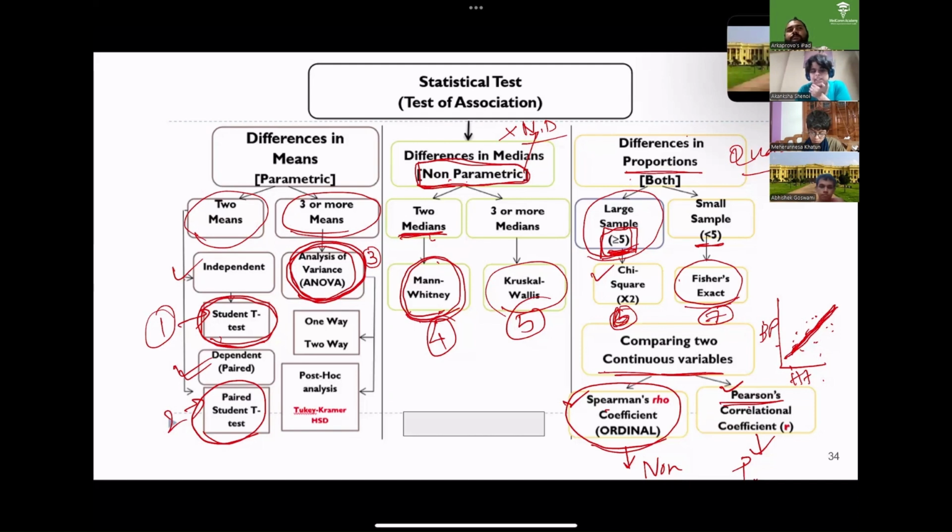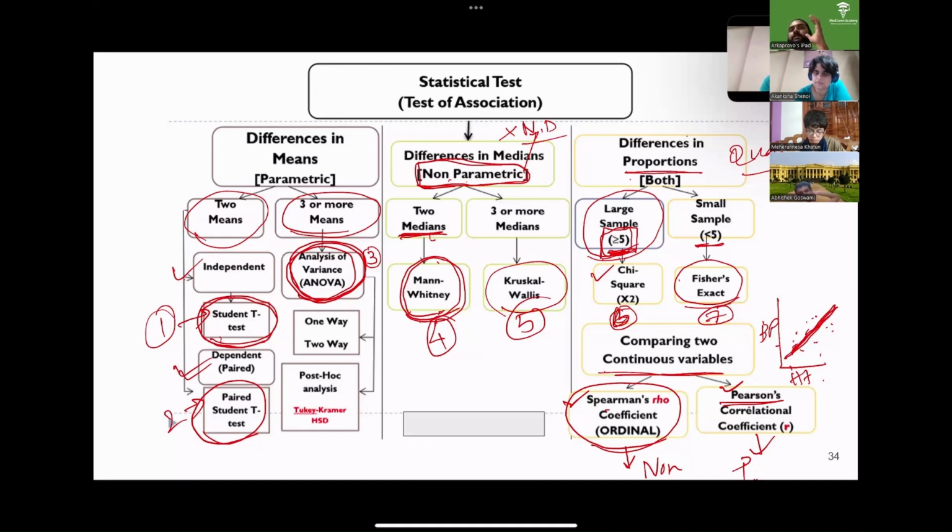Sir, in the parametric dependent part, is it in the same setting? That's why it's called dependent. Which one? In the dependent paired t-test, if it's a dependent one, does it mean that it's done in a population in a similar setting, like the same setting? That's why they're dependent. No, dependent is the variable. How do I tell you what is dependent?